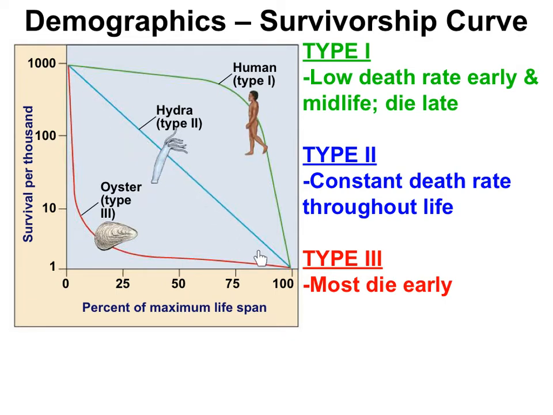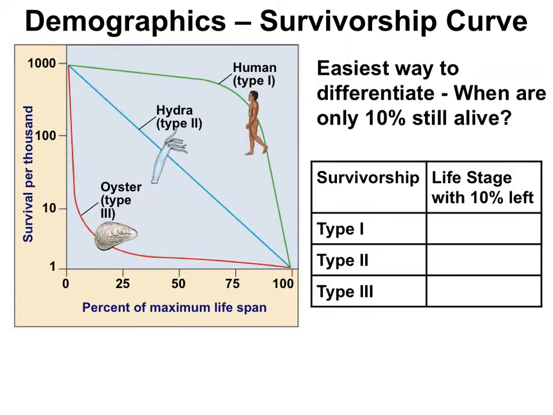Organisms with type 2 survivorship are characterized by a relatively constant death rate throughout their life. One way I personally like to think about it is, when are there only 10% of the organisms alive? In other words, when has 90% of the cohort died? 10% survival of a starting cohort of 1,000 is 100 survivors. Let's draw a line there.